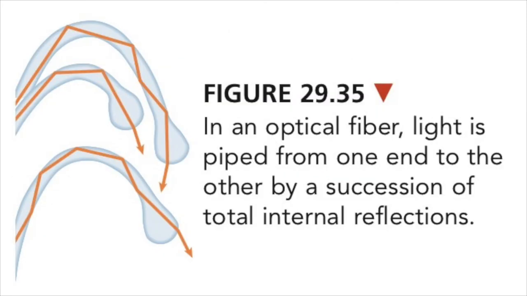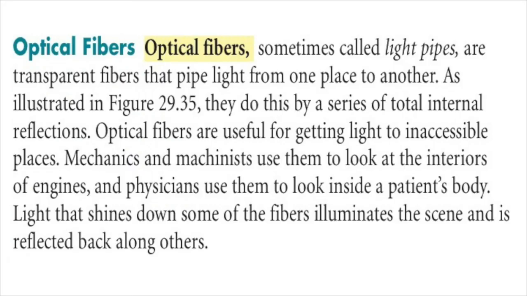Optical fibers. Optical fibers, sometimes called light pipes, are transparent fibers that pipe light from one place to another. As illustrated in figure 29.35, they do this by a series of total internal reflections. Optical fibers are useful for getting into inaccessible places. Mechanics and machinists use them to look at the interiors of engines, and physicians use them to look inside a patient's body. Light that shines down some of the fibers illuminates the scene and is reflected back along others.